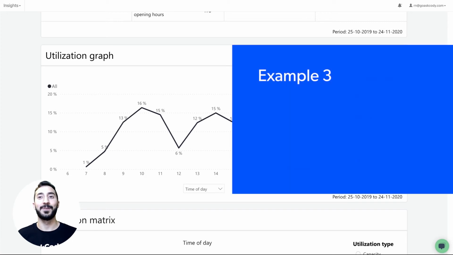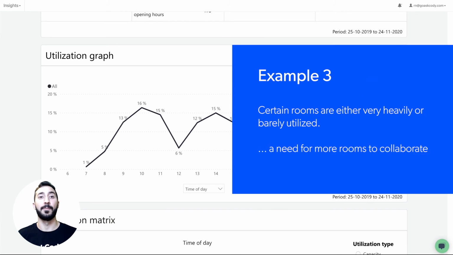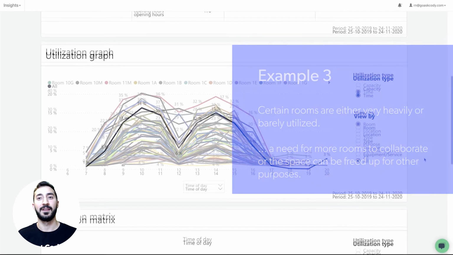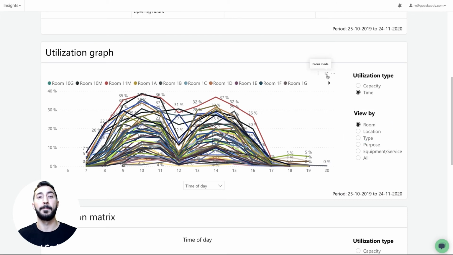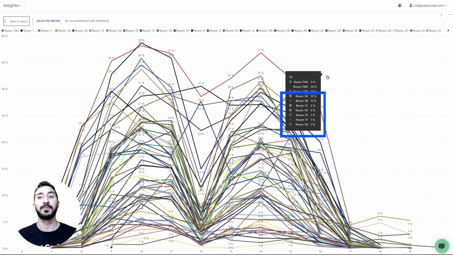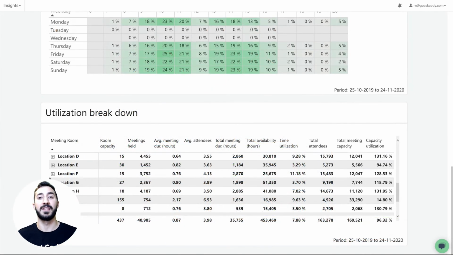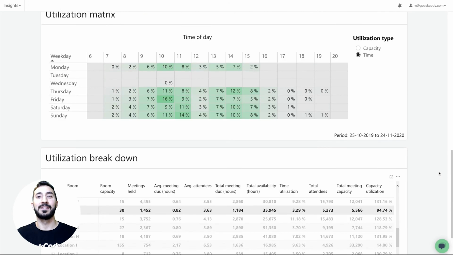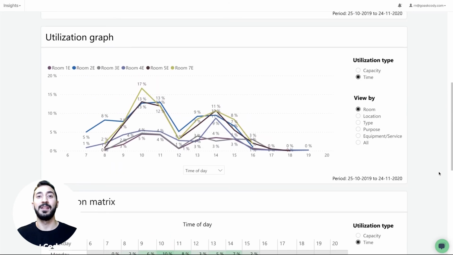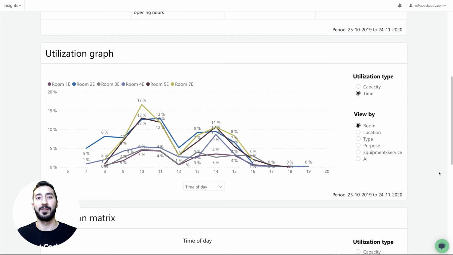Often, one also knows that certain rooms are either very heavily or barely utilized, meaning there's either need for more rooms to collaborate in that area or that space can be freed up for other purposes. If we choose to view rooms in the graph, we can clearly see how many rooms are barely utilized time-wise. To narrow down to specific rooms, we use a table to sort based on time. Location E and G have the lowest utilization. We could consider if these locations need this many rooms, and we need to dive into research on why they are not utilized and what they are used for.